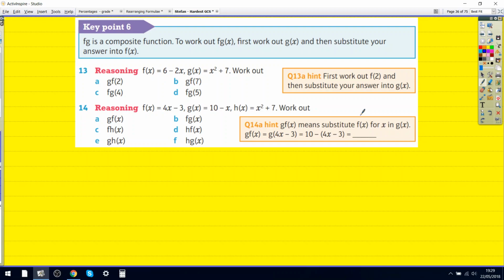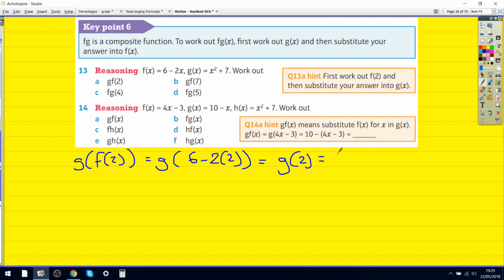So, 13A. We first want to find f of 2. So f of 2 equals, we sub in 2 for the x. So that would be 6 minus 2, and then 2 in a bracket, so that would just be 2 as our result. And then we want the g of 2 next. So the g is 10 minus x, so 10 minus 2, which is 8.